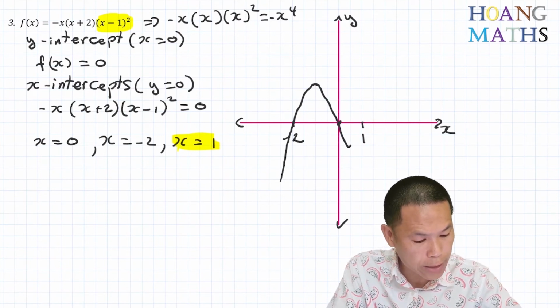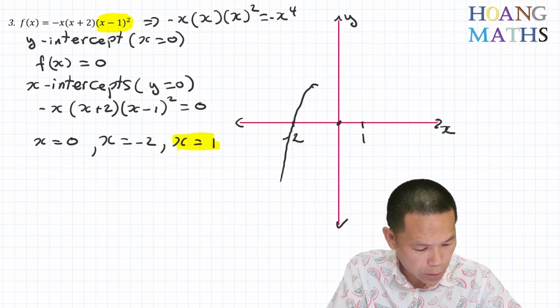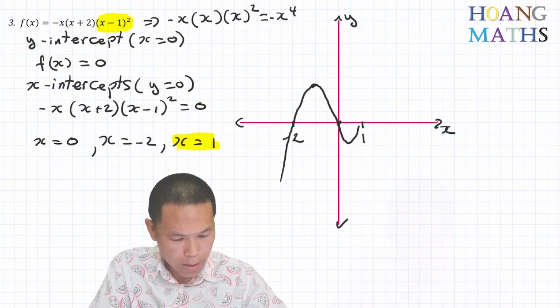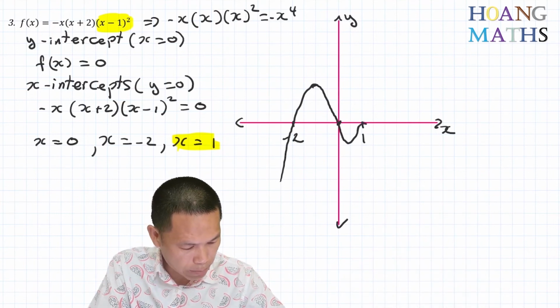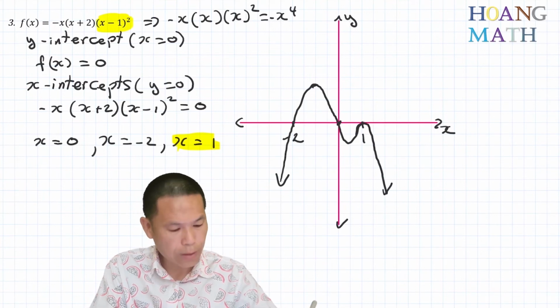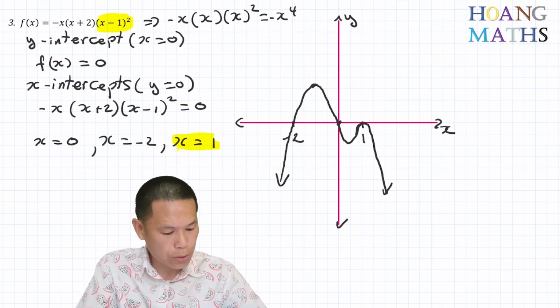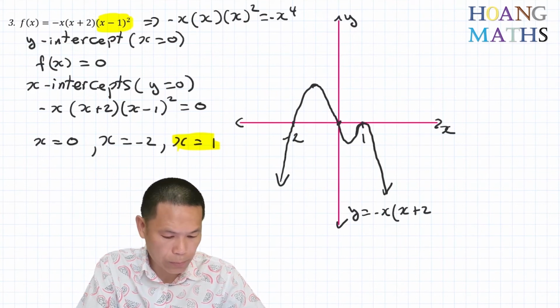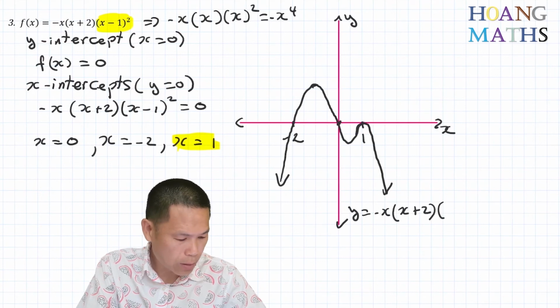I'll redo this again. It doesn't look too good. So turning point at 1. So we just go up and turn back, roughly. There you go. So y is equal to negative x, (x plus 2), (x minus 1) squared.